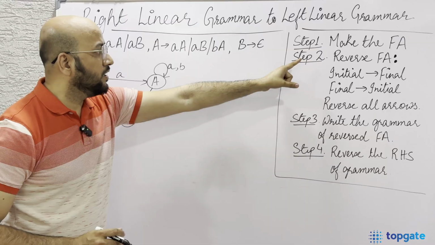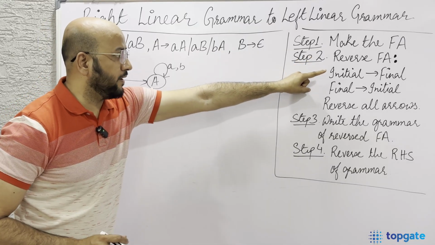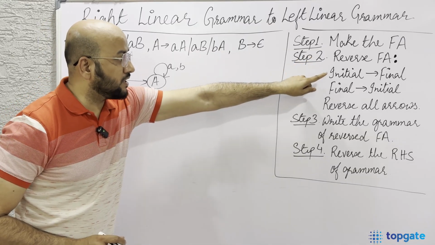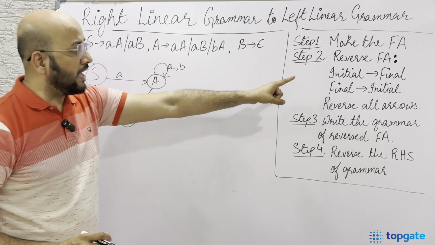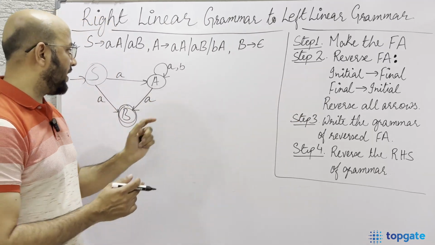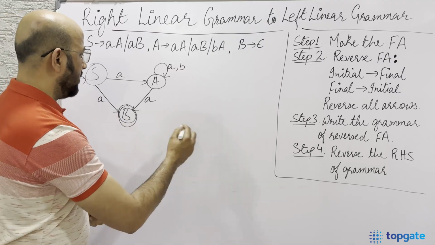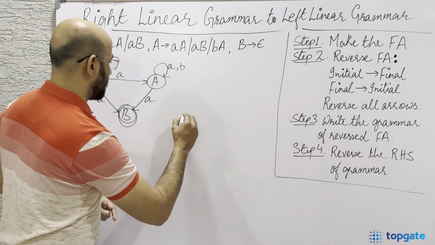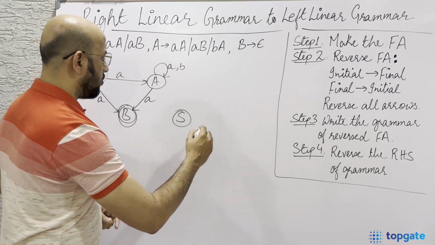Now step 2 says that we have to reverse this finite automata. How? By changing the initial state to the final state and the final state to the initial state, and then reversing all the arrows. So what will I do? Let's make a fresh one here. So here I'll first of all mark all the states.